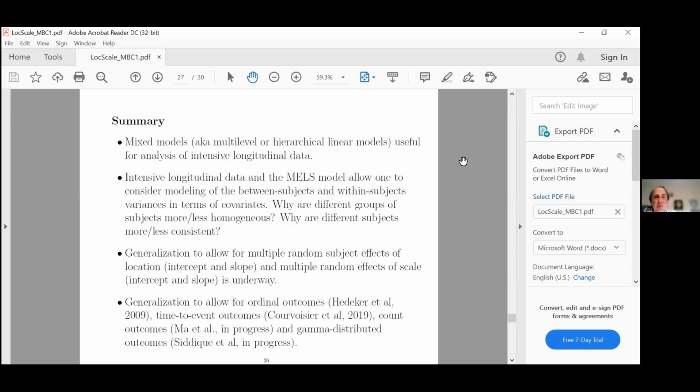Now, you do raise a very interesting point that oftentimes the mean and the variance could certainly be related. I didn't present it here, but we have a parameter in the model that accounts for the correlation of the mean and the variance. Okay.